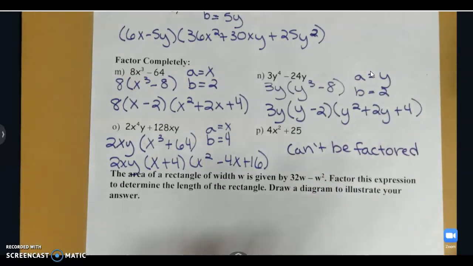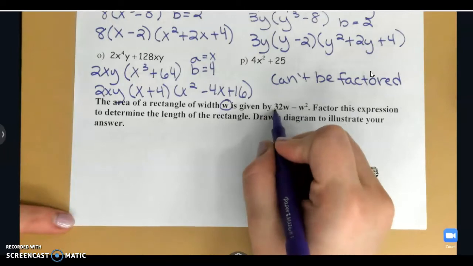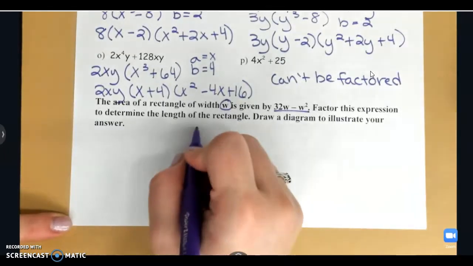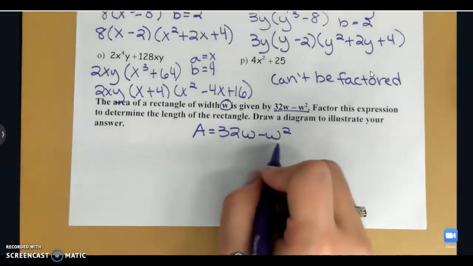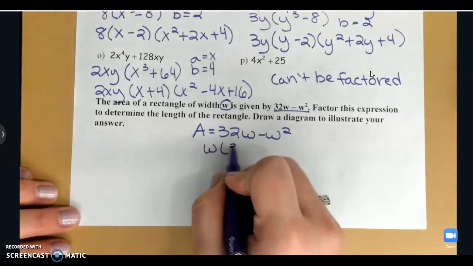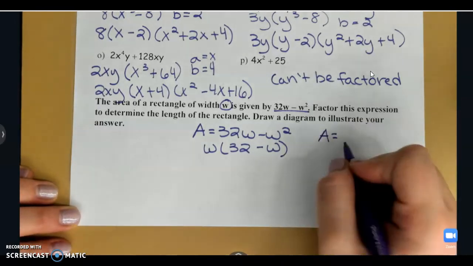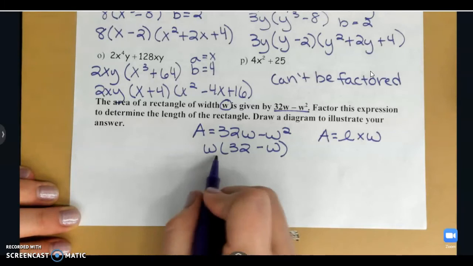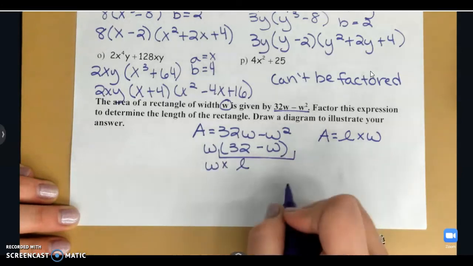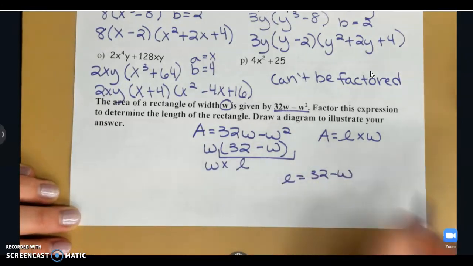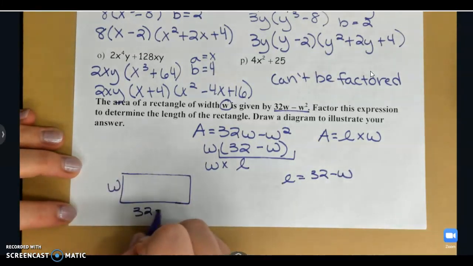Okay. And then last but not least, the area of a rectangle with width W is given by 32W minus W squared. So if we factor this expression, my common factor is W. That leaves me with 32 minus W. Now if you'll recall, the area for a rectangle is length times width. So if we were told that our width is W, that means that for length times width, this term 32 minus W is our length. So if I want to draw that, it's going to be W and 32 minus W.